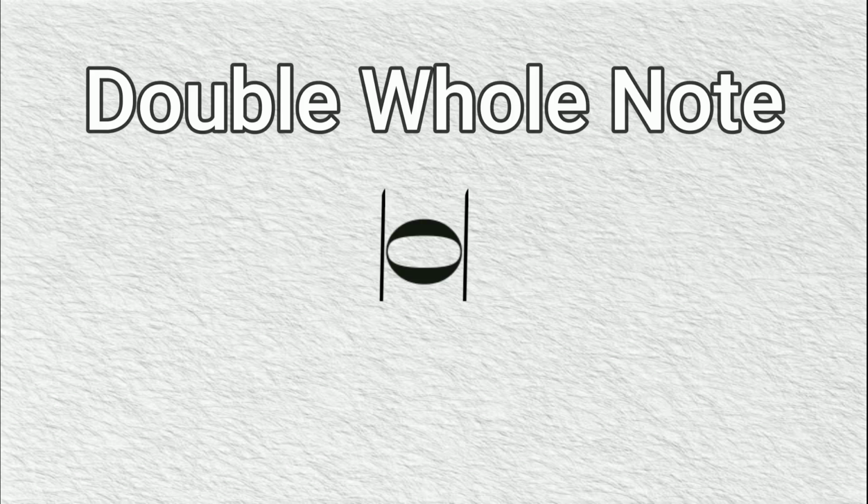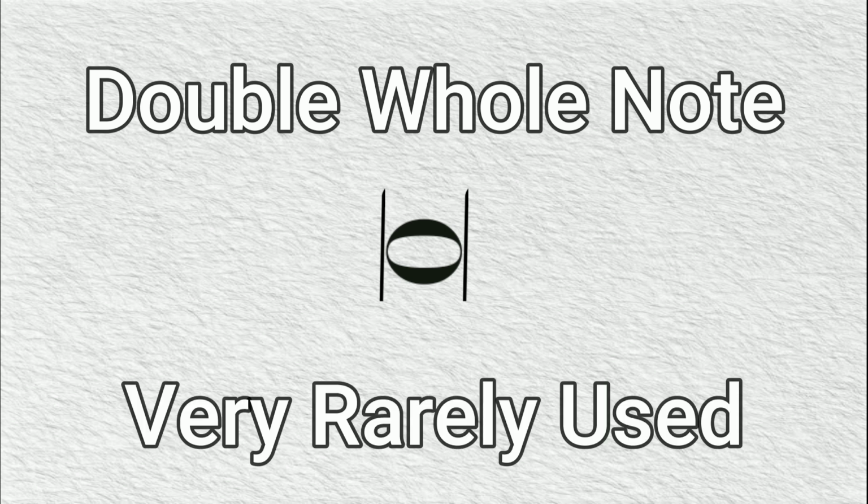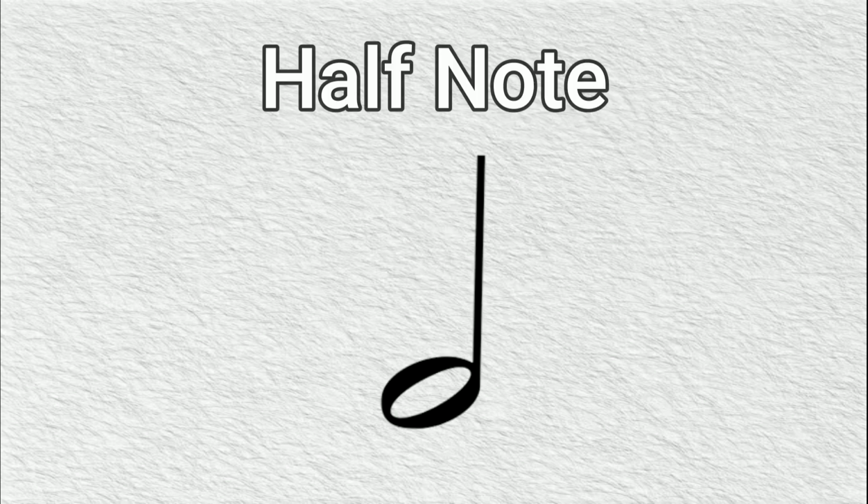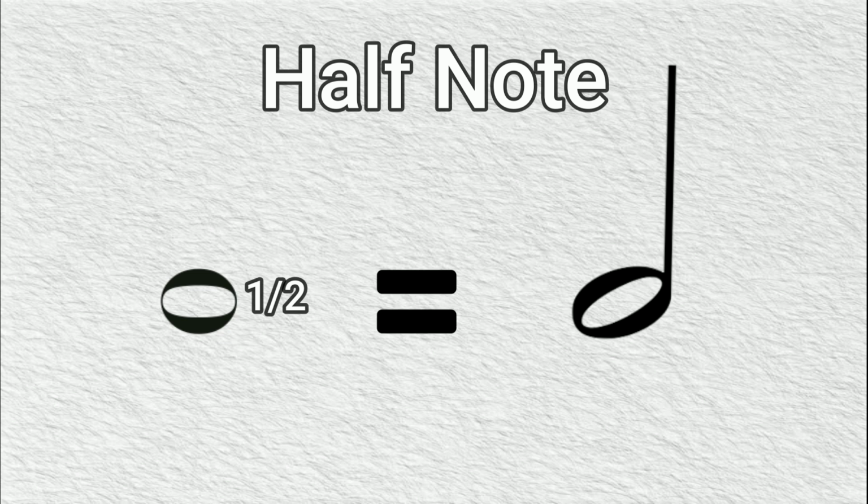The longest duration found in Western music is the double whole note. It looks like this, though it's almost never used. The longest duration that's usually encountered is the whole note. It looks like this. The next longest note is the half note. As the name implies, a half note is half as long as the whole note.